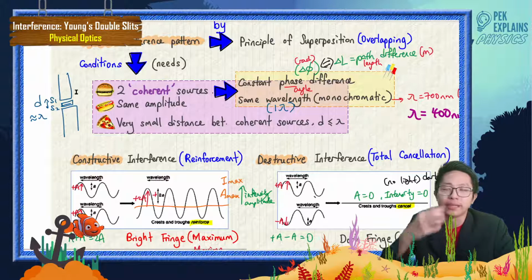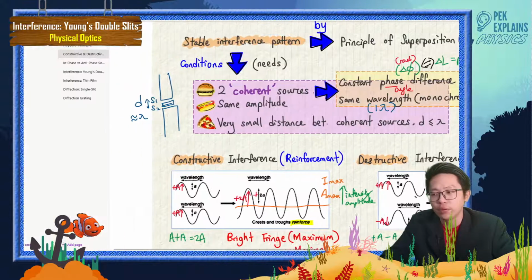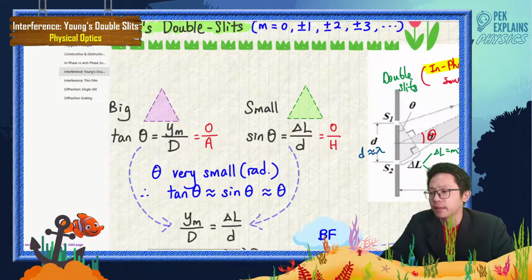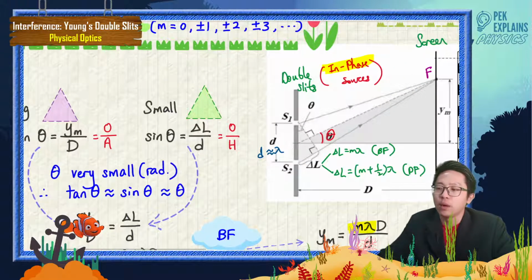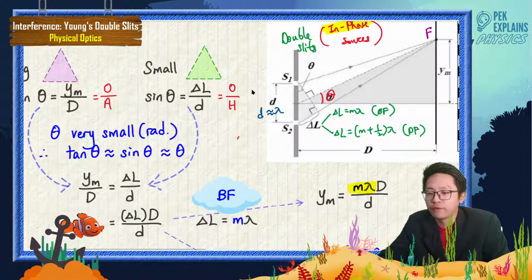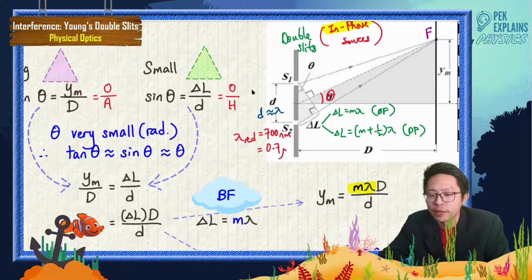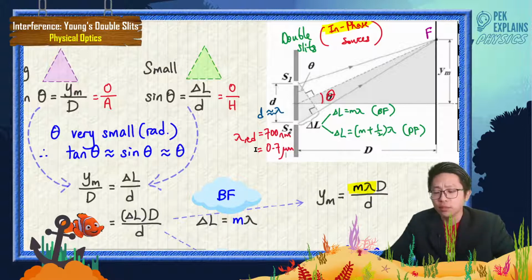In order to have a nice interference pattern, these two slits need to be very close to each other, almost equal to the wavelength. How long is a wavelength? Let's say the wavelength of red light. If we are using red light, it is around 700 nanometer. That means 700 nanometer is around 0.7 micrometer. That's small.